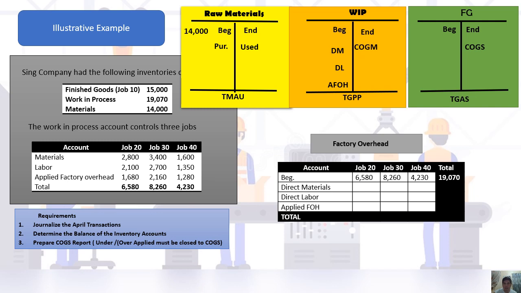At the same time, based on our information, we put 19,070 in the work in process beginning. Then the finished goods, which is related to job 10, has not been sold yet. So we have 15,000 pesos beginning.